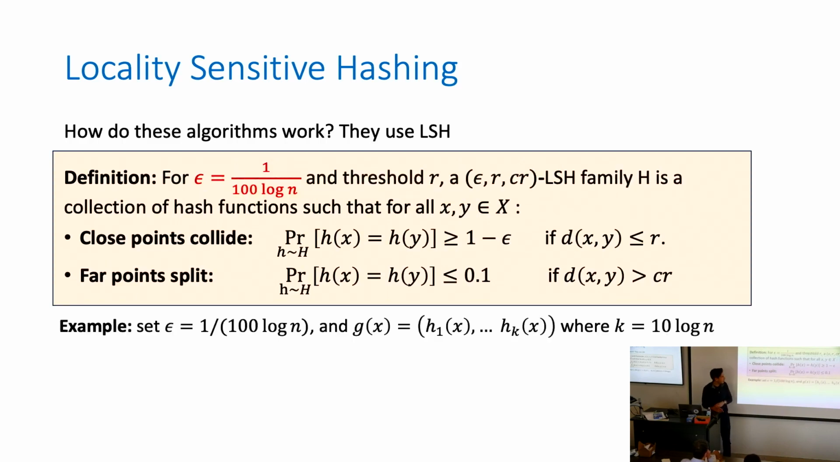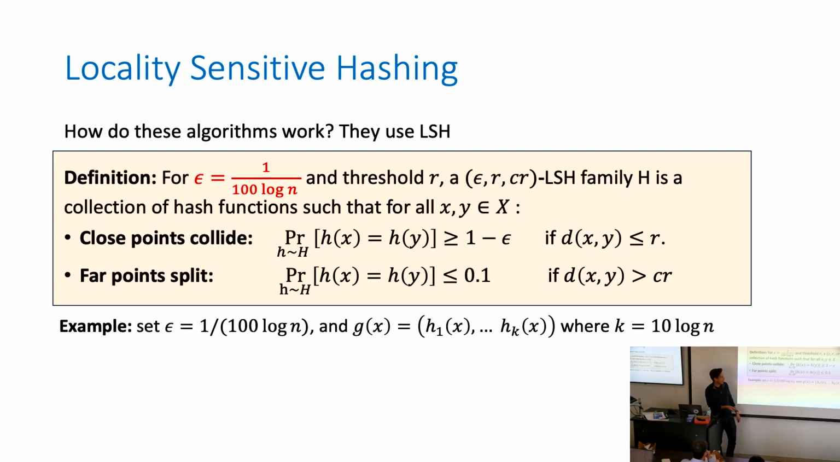Okay, so how could we use this? Well, let's look at an example. What if I set epsilon to be 1 over 100 log n? Remember, n is my data set size. And I'm going to use this hash function g of x, which is a k-wise concatenation of my LSH h, where k is, let's say, 10 log n. What that means is that to collide under g, you have to collide under all the h's. So this has the effect of raising these collision probabilities to the kth power.